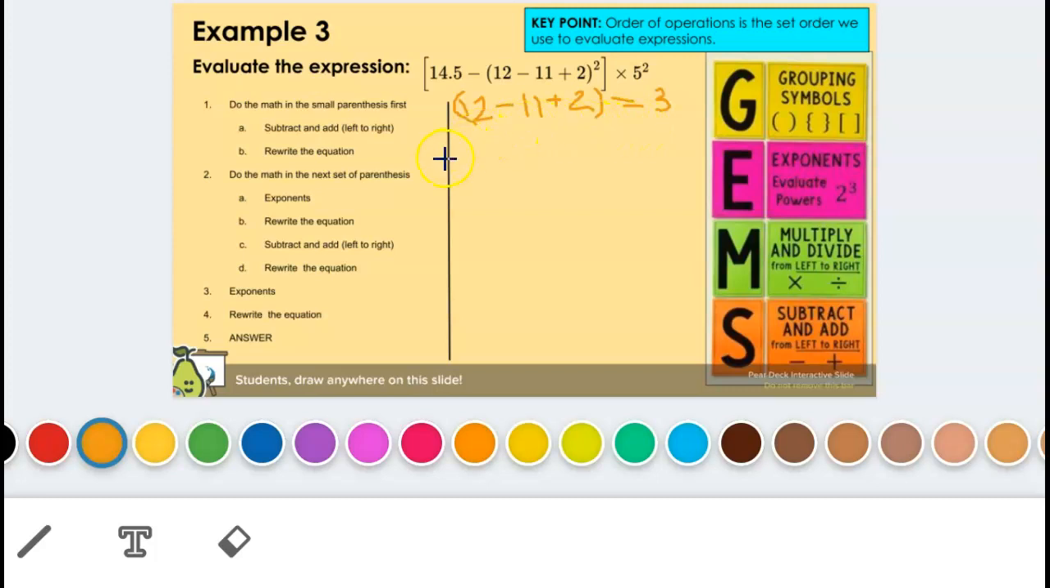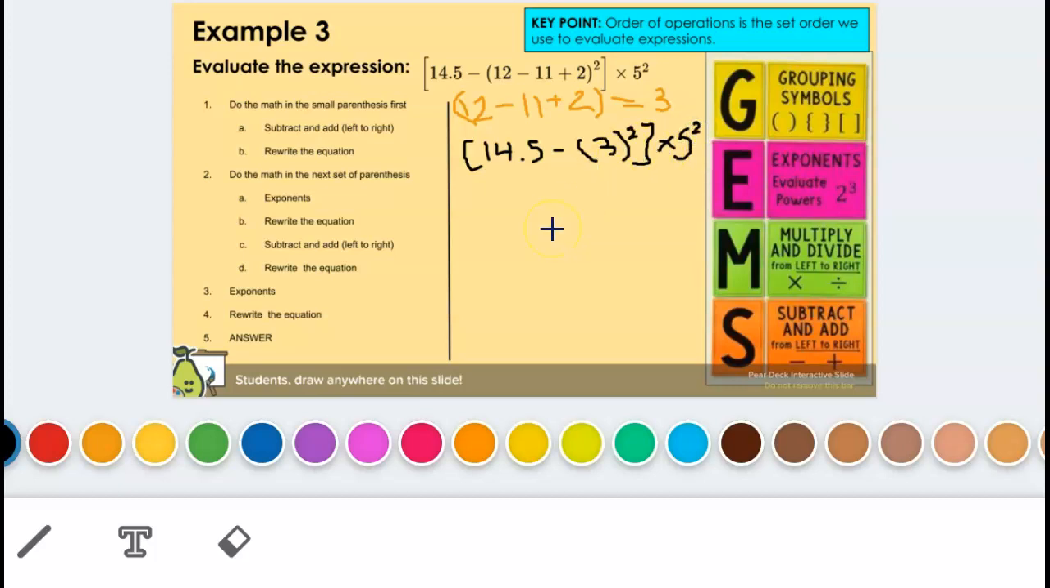Now I'm going to rewrite my equation. So I have my parenthesis bar-like. I have 14.5 minus, and we just did this addition and subtraction. We came up with our 3. So we're putting the 3 in the small parentheses. And then there's this squared. And then we have our bar parentheses again. Times 5 squared.